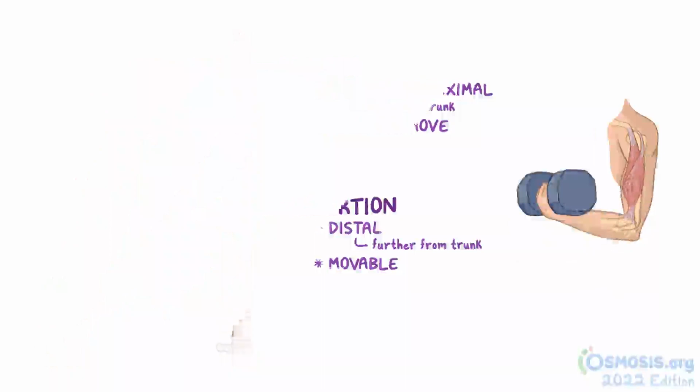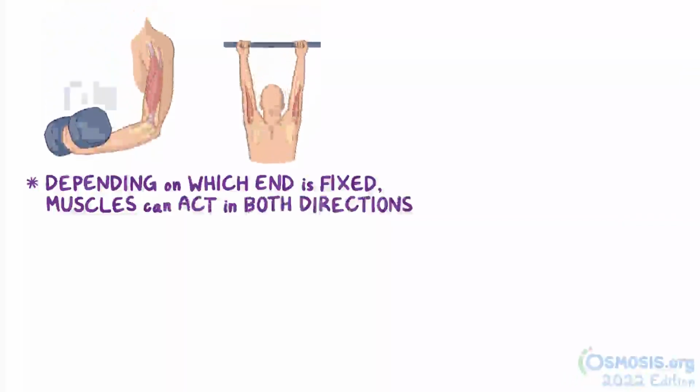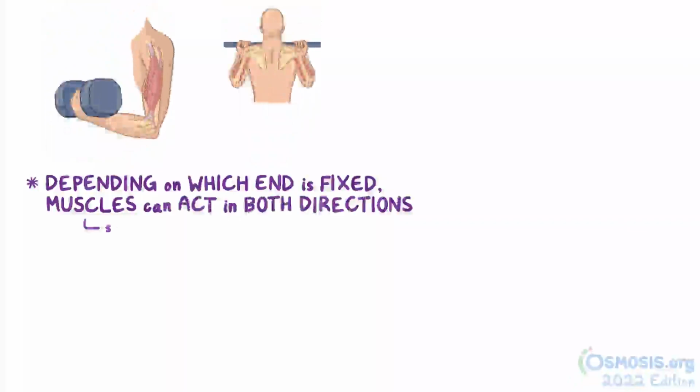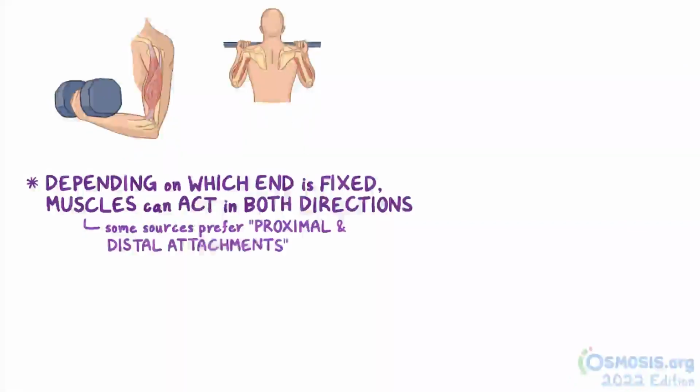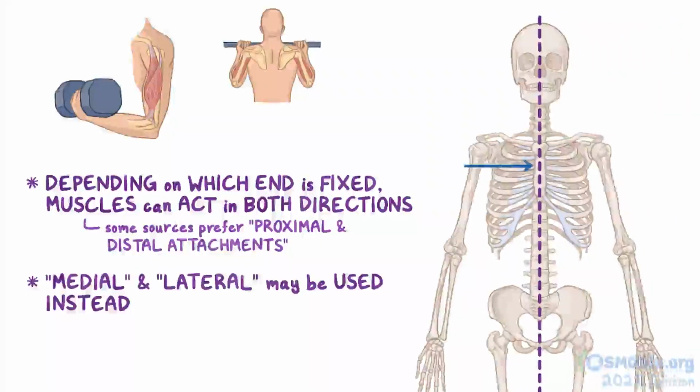However, this is not always the case. Depending on which end of the muscle is fixed, some muscles can act in both directions, which means the proximal attachment is sometimes the movable end of the muscle. That's why some sources may prefer using the terms proximal and distal attachments instead of origin and insertion when describing the muscle's points of attachment. In some cases, the terms medial and lateral may be used instead to illustrate the proximity of the attachment to the midline of the body, medial meaning closer to the midline, and lateral meaning further away.